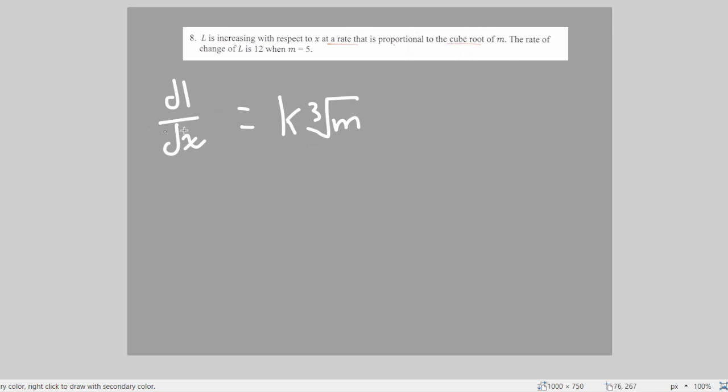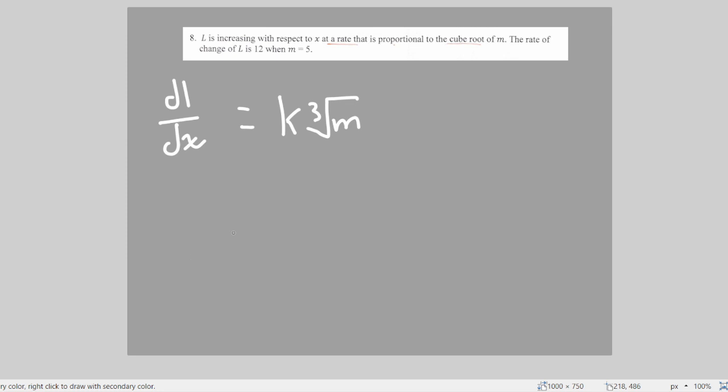So now that we've written it out, we need to actually find k. The rest of this is to help us find k, because everything else is just part of the equation. K is the constant. K is the number we're trying to find. So the rate of change of L is 12 when m equals 5. And that's going to help us determine it. So rate of change is slope, its derivative, which is dL/dx. This is another way of writing it. So we can just plug in 12.